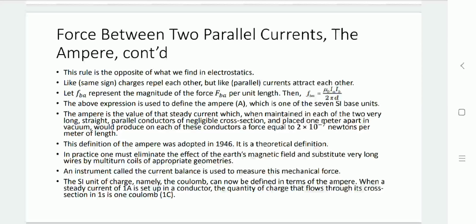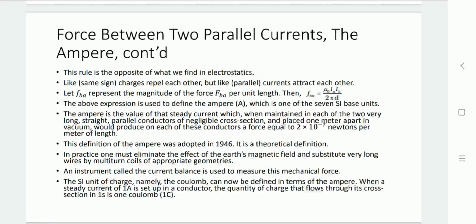I repeat: while steady current is flowing through each conductor, the conductors are long, straight and parallel, their cross-section area is negligible, and the distance between them is 1 meter. Then the force is 2 into 10 raised to minus 7 newtons per meter of length. This definition of the ampere was adopted in 1946. That is only a theoretical definition.